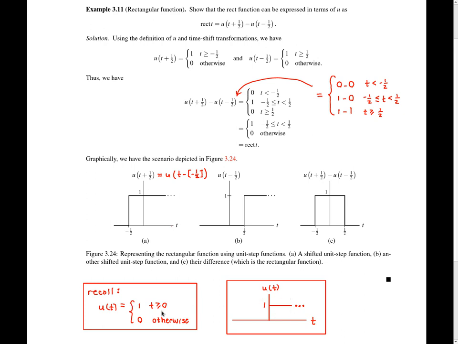The formula for the unit step function is given here. If we plot this function, it has the form that's shown here. In other words, it's 0 for negative t and 1 otherwise.